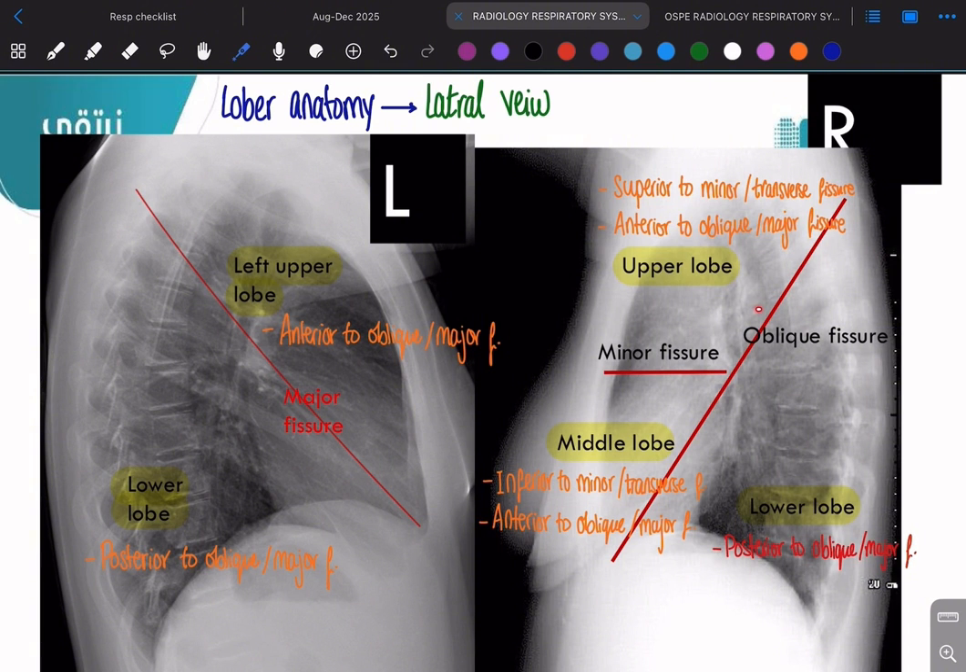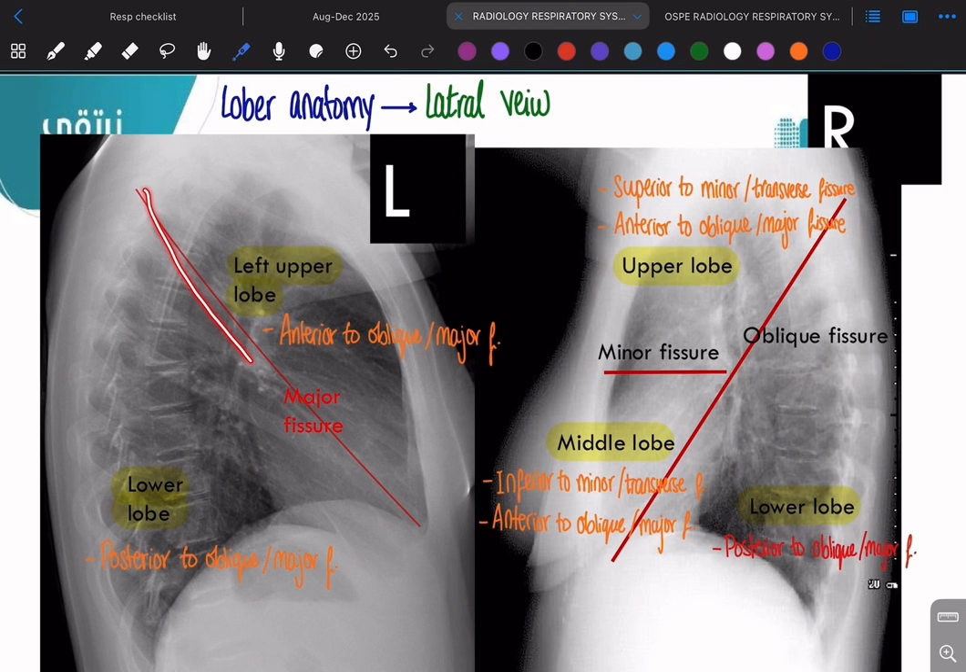So anything anterior to the oblique fissure, superior to the minor fissure or transverse fissure, is going to be the upper lobe of the right lung. Anything anterior to the oblique fissure but inferior to the transverse or minor fissure is going to be the middle lobe of the right lung. Okay? And anything posterior to the oblique fissure is going to be the lower lobe of the right lung.